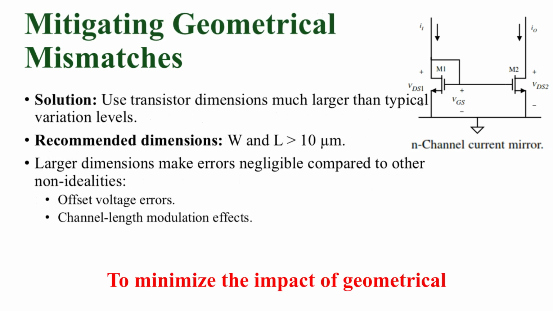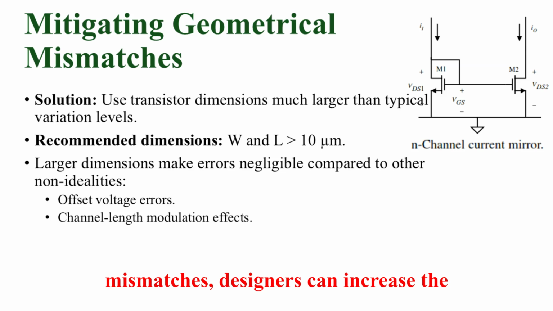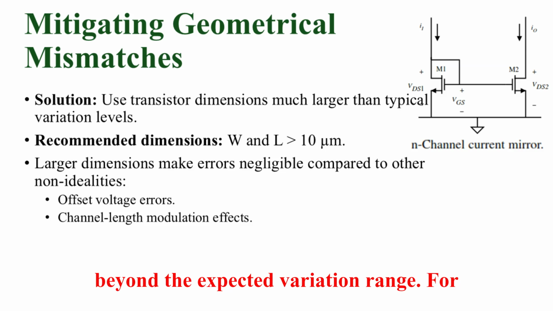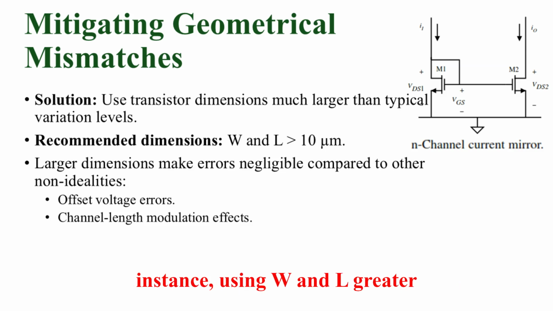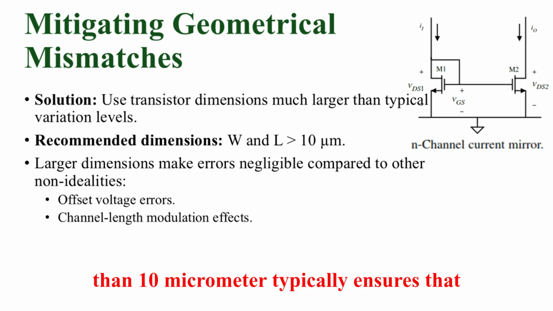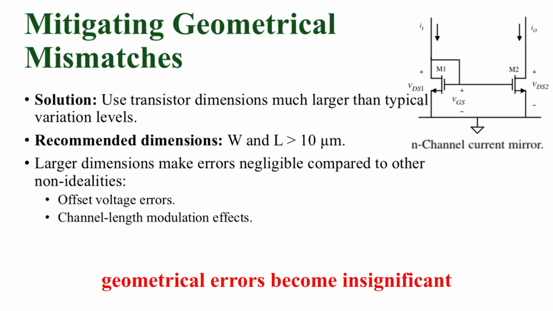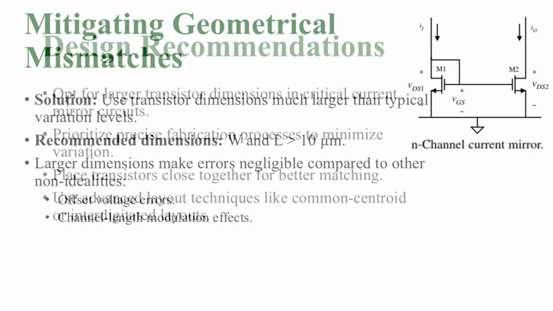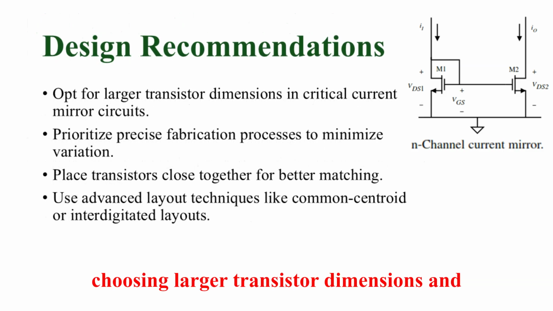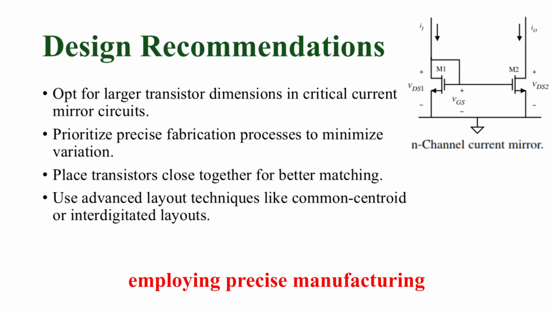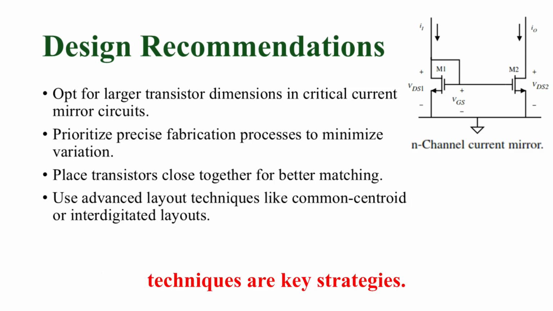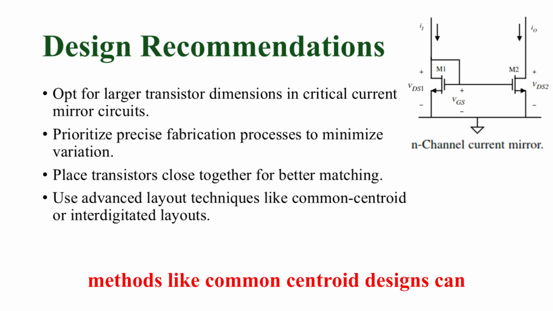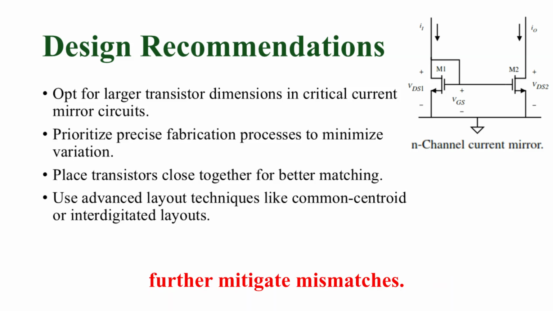To minimize the impact of geometrical mismatches, designers can increase the transistor dimensions significantly beyond the expected variation range. For instance, using W and L greater than 10 micrometers typically ensures that geometrical errors become insignificant compared to other non-ideal effects like offset voltage and channel length modulation. In designing robust current mirrors, choosing larger transistor dimensions and employing precise manufacturing techniques are key strategies. Additionally, placing transistors close together and using advanced layout methods like common centroid designs can further mitigate mismatches.